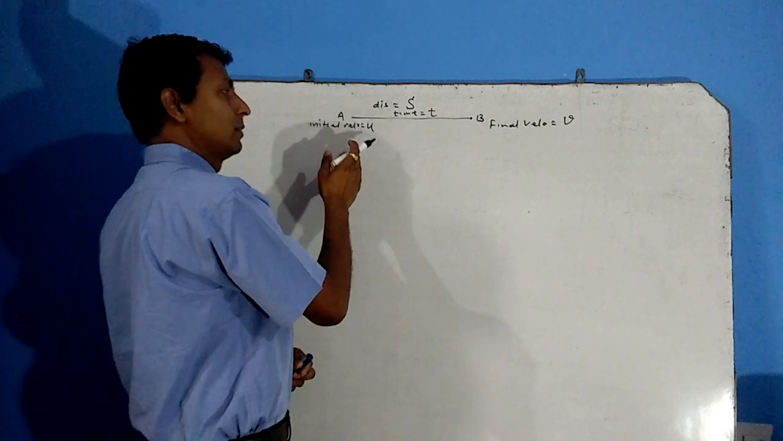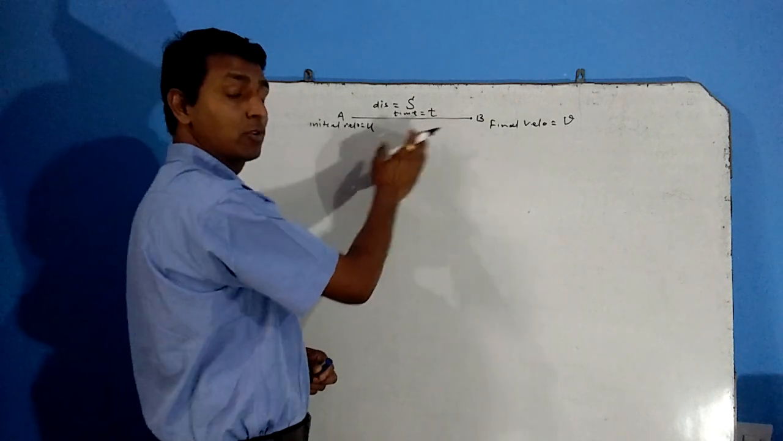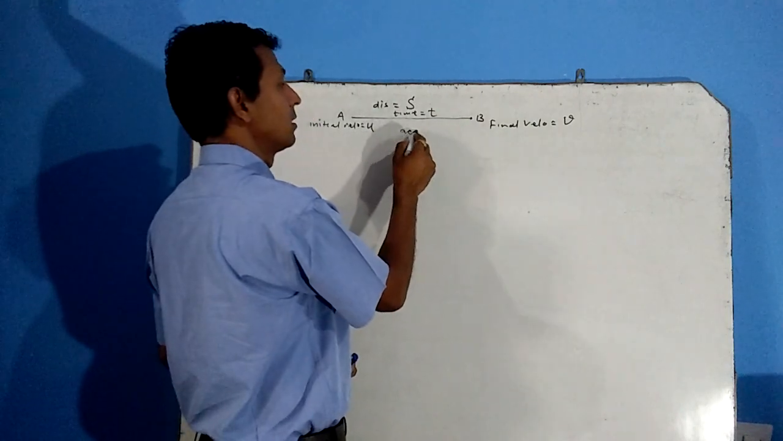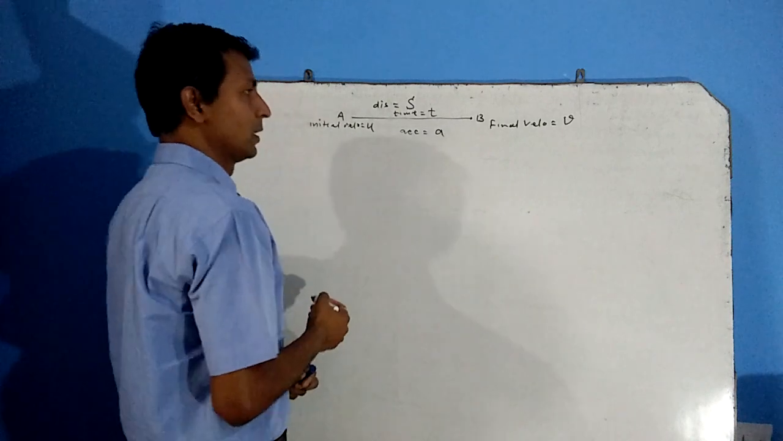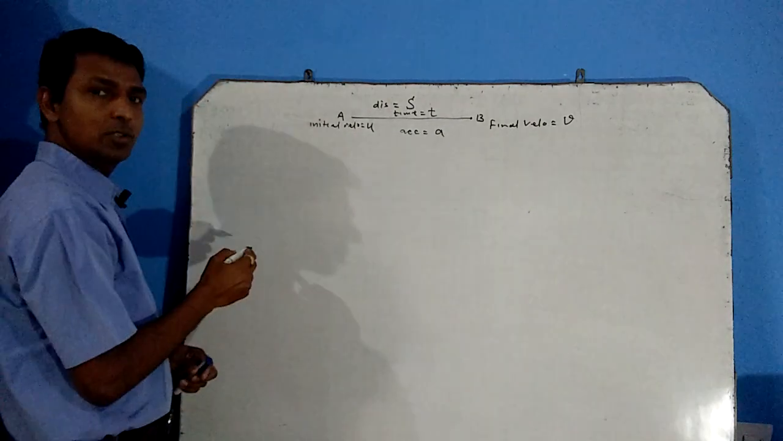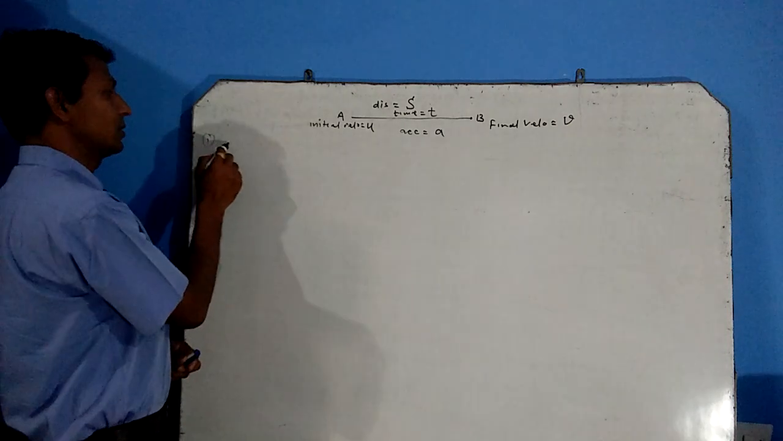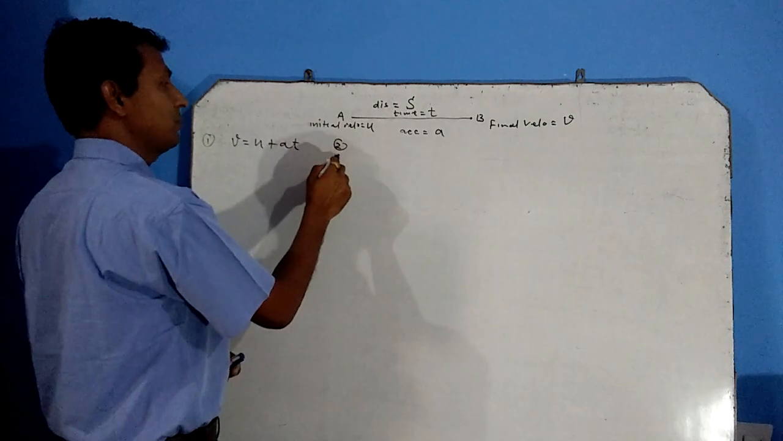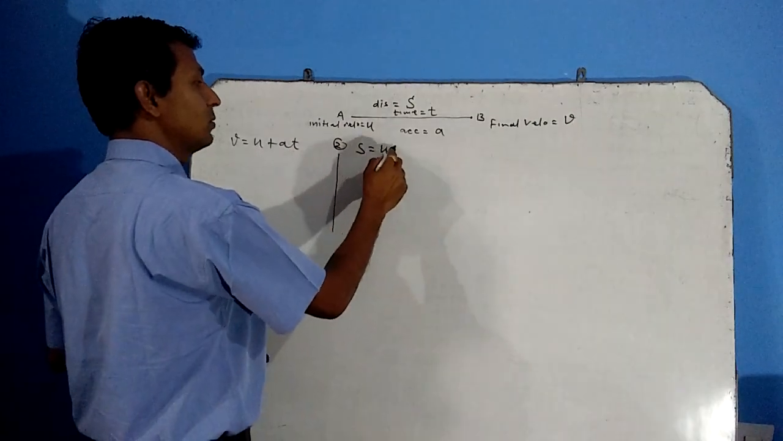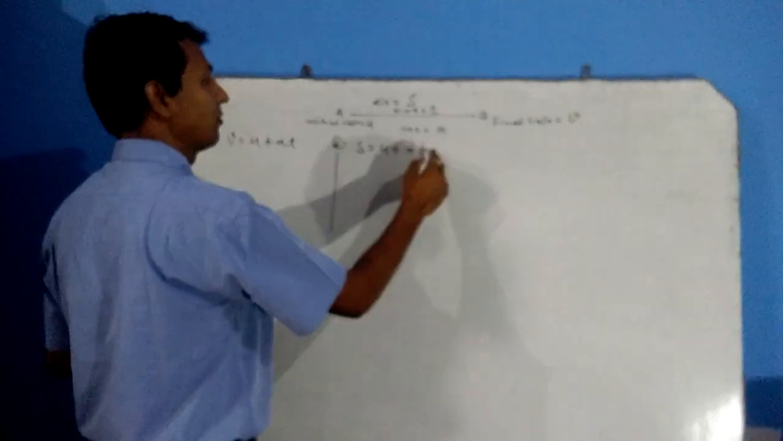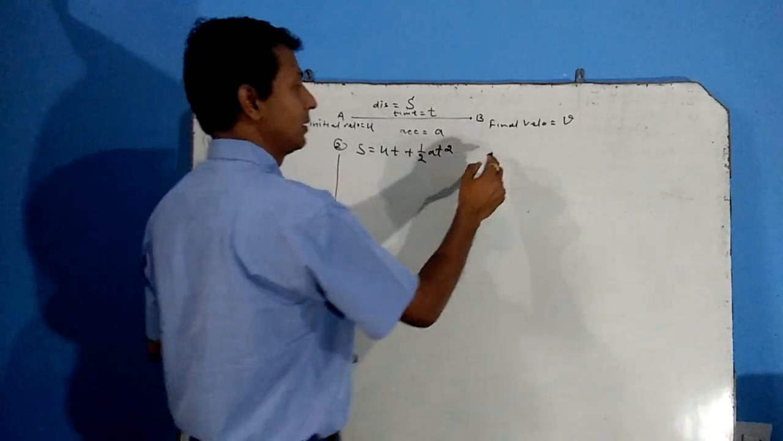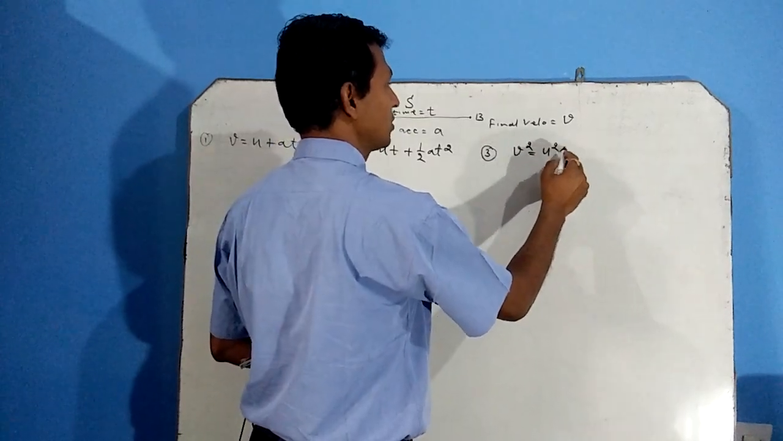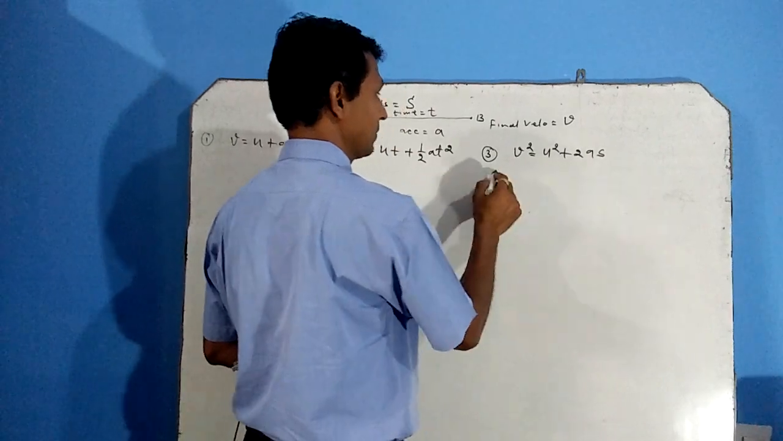Since, friends, the velocity changes, we can say the motion is accelerated motion, and the acceleration produced is small a. So let's begin our three equations. The first equation is v is equal to u plus at. The second equation is s is equal to ut plus half of at square, and the third equation is v square is equal to u square plus 2as.